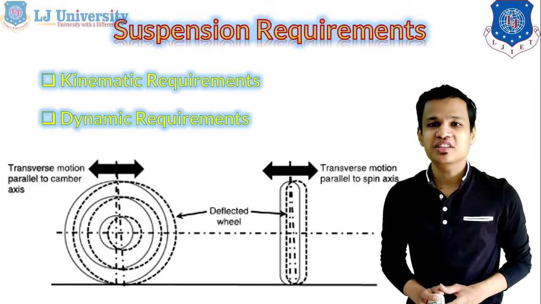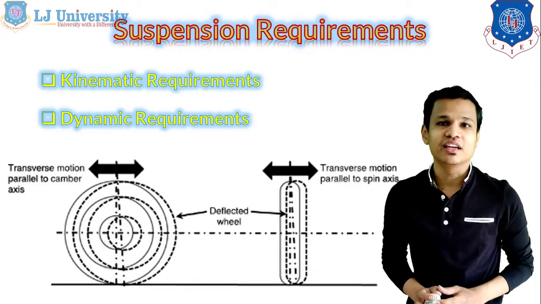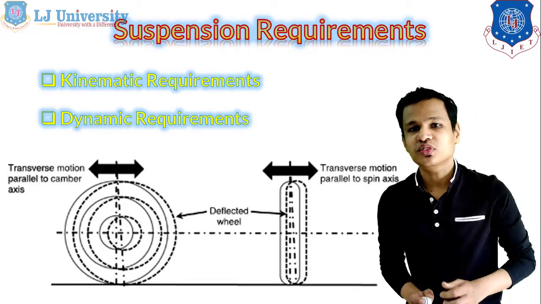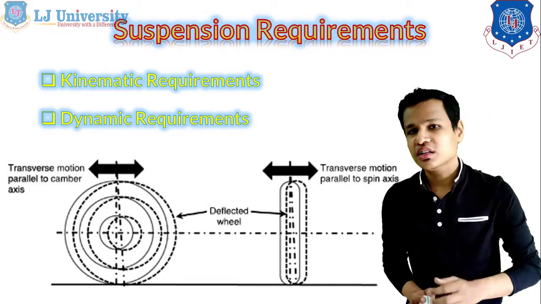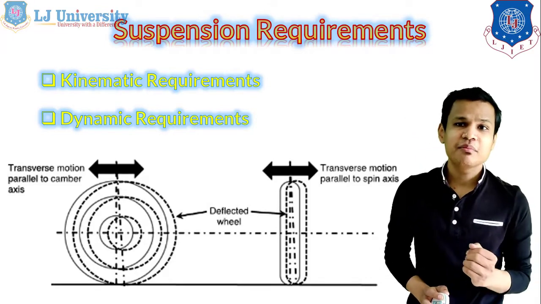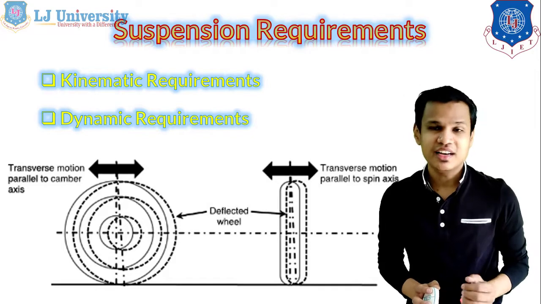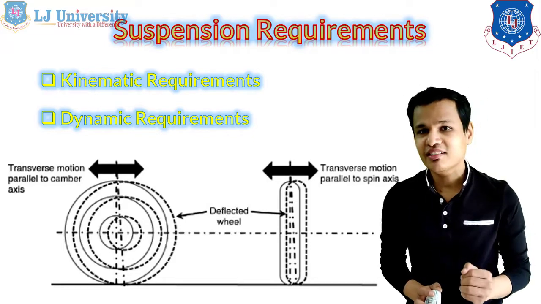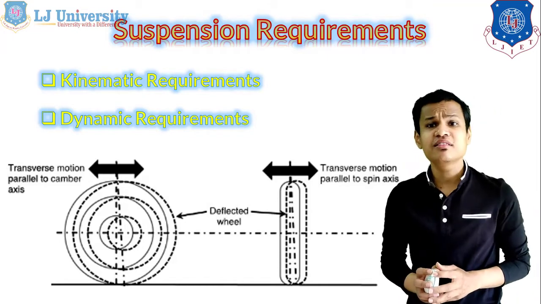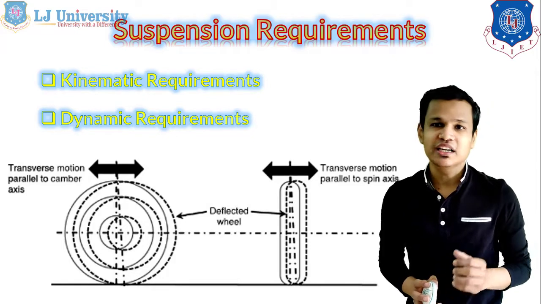In the case of the suspension system, there are requirements that need to be fulfilled in two-wheeler driving. The vehicle has to sustain the loads that are applied on it in different conditions, right? There are mainly two requirements: one is the kinematic requirements and the other is the dynamic requirements. As the word suggests, the kinematic requirement mostly gives us the static loads applied on the vehicle, and the dynamic requirements give us the dynamic loads that are applied when the vehicle is being driven.